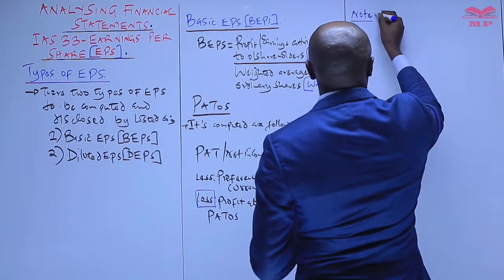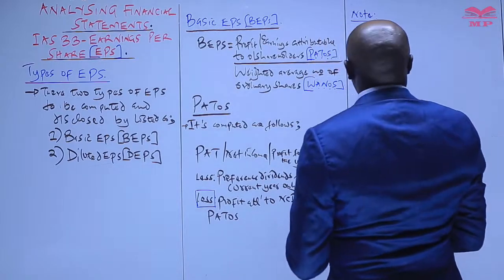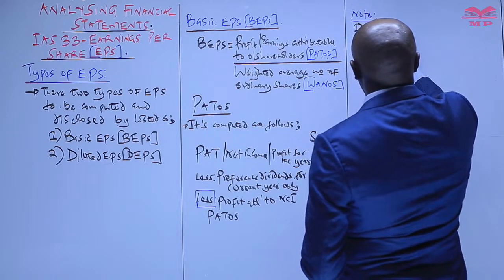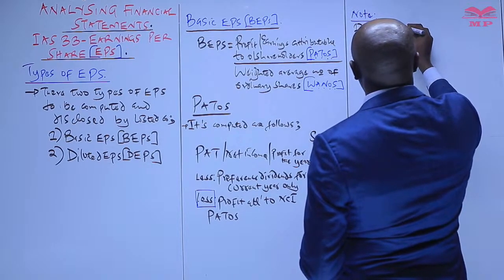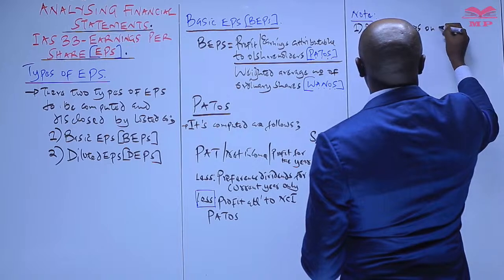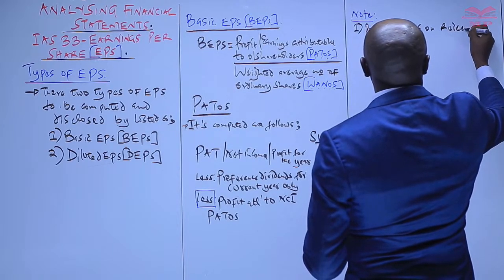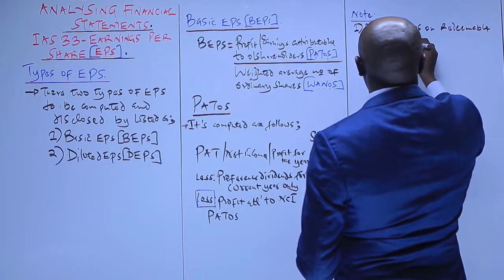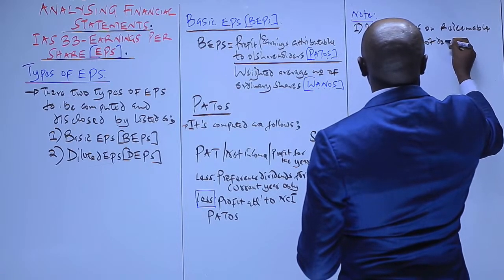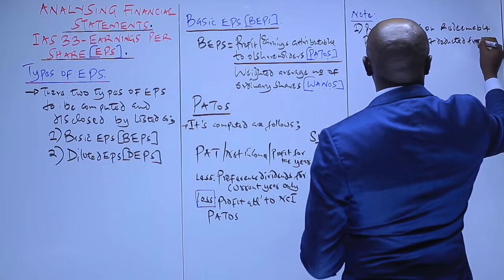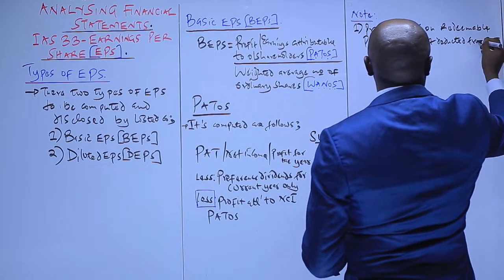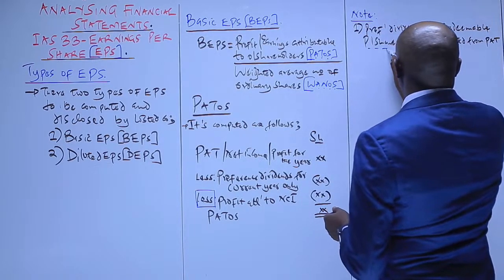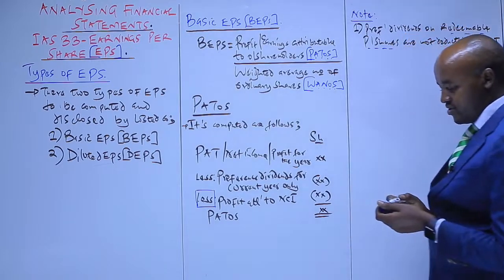As far as the computation of preference dividends is concerned, number one, preference dividends on redeemable preference shares are not deducted from profit after tax. Preference dividends on preference shares which are redeemable, we don't deduct them here from the profit after tax.